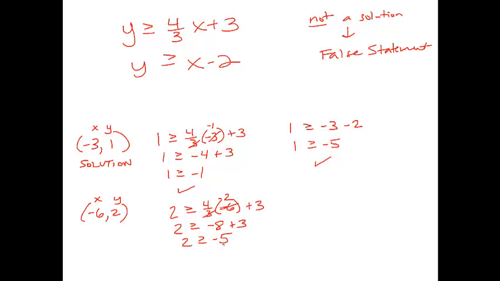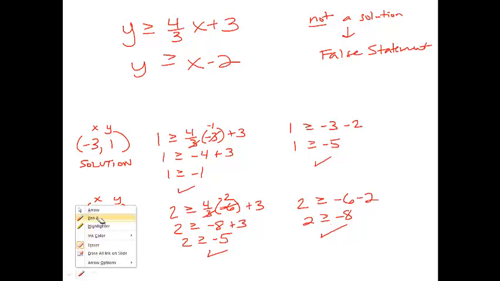2 and negative 5, which one's bigger? 2, and that's exactly what the sign says it should be. So this one is working. Let's try it in the other one. 2 goes in for the y, negative 6 goes in for the x. This simplifies to negative 8, and this one is also true. 2 is greater than negative 8.